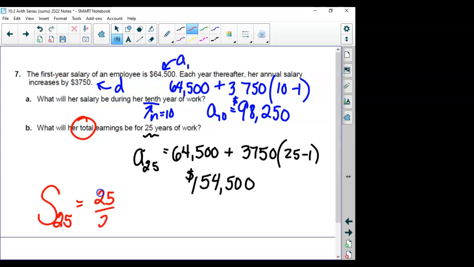25 over 2 times, what was the first one? 64,500 plus the last one. Careful with all your zeros. I got 2 million. Someone get over 2 million?